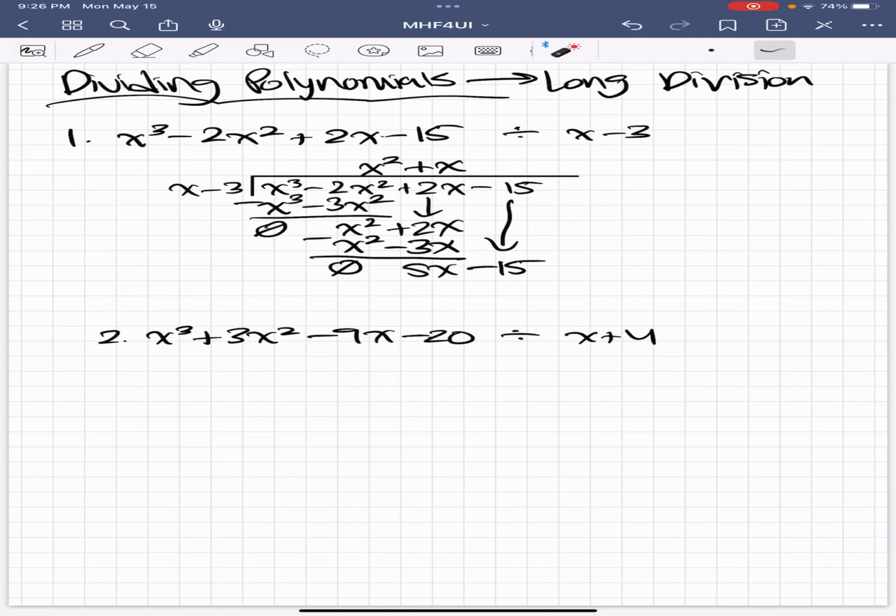So what multiplied by x gets 5x? Positive 5. 5 times x would be 5x. 5 times negative 3 would be negative 15. Subtract: 5x minus 5x would be 0, and negative 15 minus negative 15 would just be 0 as well.